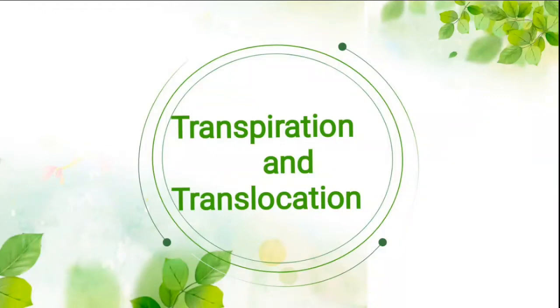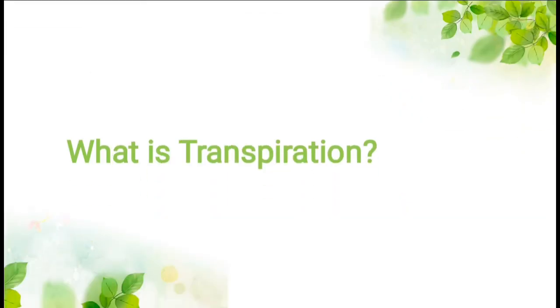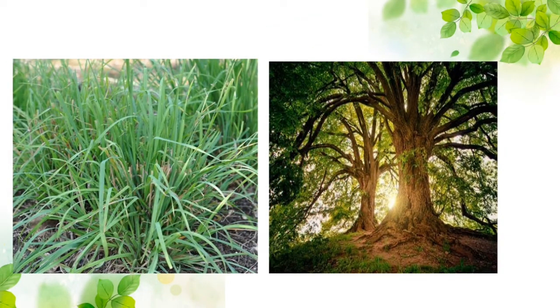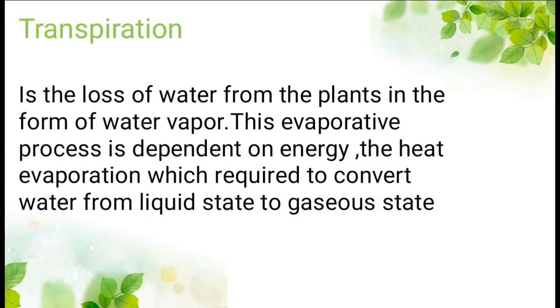Transpiration and translocation. What is transpiration? All plants, from the smallest weed to the tallest tree, which is several meters tall, need water. Transpiration is the loss of water from the plants in the form of water vapor. This evaporation process is dependent on energy, the heat of evaporation, which is required to convert water from liquid state to gaseous state.